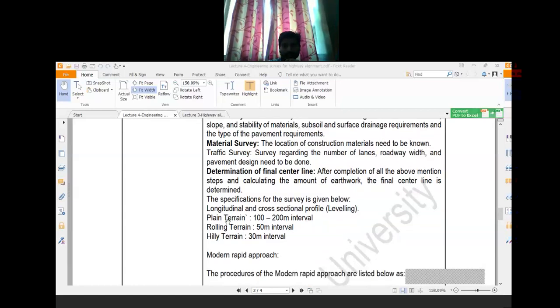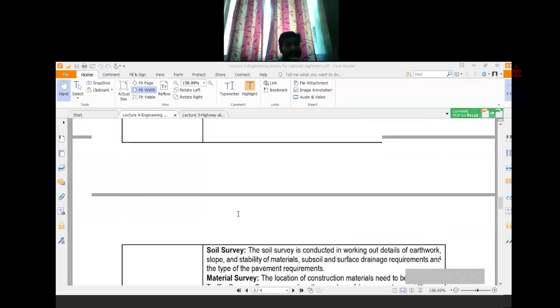That is for the longitudinal and cross-sectional profiling. For plain terrain, your interval should be 100 to 200 meters. That is your traversing interval. For rolling terrain, it is 50-meter intervals. Rolling terrain means a slightly hilly area, and in hilly terrain, it is a 30-meter interval. So this is your traditional approach.